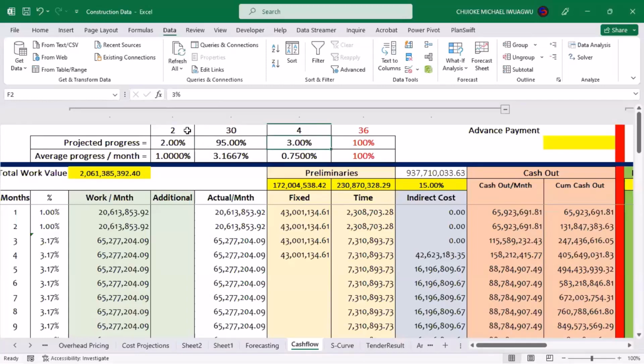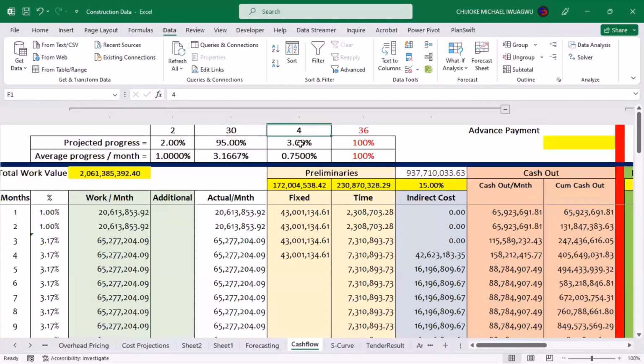Now remember, there are 2 months inside this 2%. It simply means that when I divide 2% by 2 months, I will be giving 1% progress every month. And when I come down to the 30 months of my actual construction activity, when I have full activities, within this period I should be achieving about 95% of my work. When I divide 95% by my 30 months, it will give me about 3.1667%. That means in each month of these 30 months, I will be achieving about 3.1667% of the work.